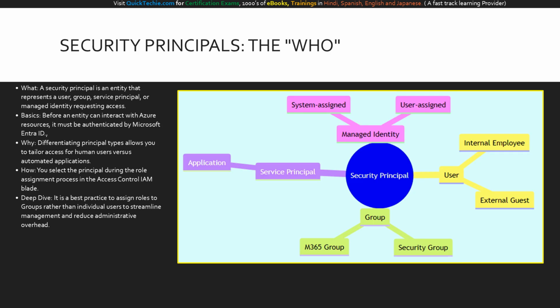Now that we understand the framework, let us talk about the who. In Azure terminology, the entity requesting access to a resource is called a security principal. A security principal can be a standard human user, a group of users, a service principal for an application, or a managed identity used by an Azure service to authenticate automatically. Why do we have so many types? Because modern cloud environments require access for both human administrators and automated software systems, and each needs a secure, trackable identity. When you create a role assignment, the very first step is identifying this principal.